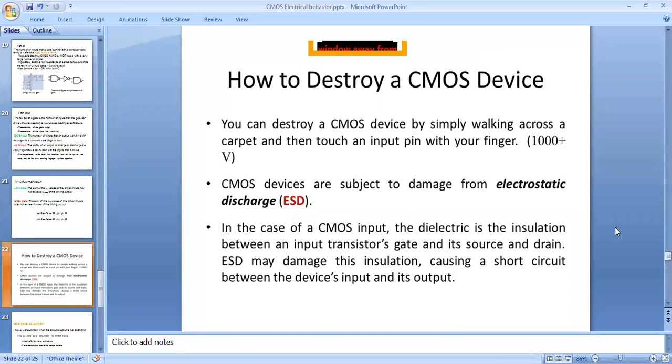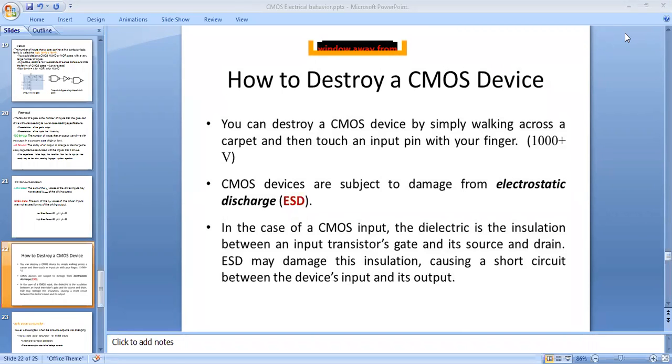What is meant by electrostatic discharge? How is it formed? If a high opposite voltage is applied to one terminal, already you know the CMOS construction, between the gate and the channel we have some semiconductor material, that is silicon dioxide. So at the input side we must have some capacitance.